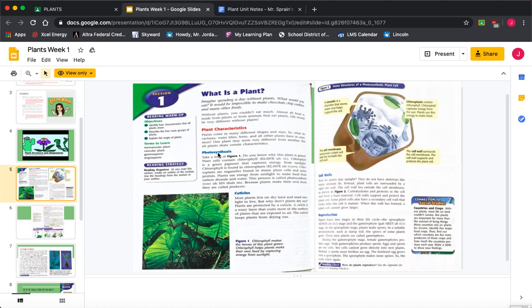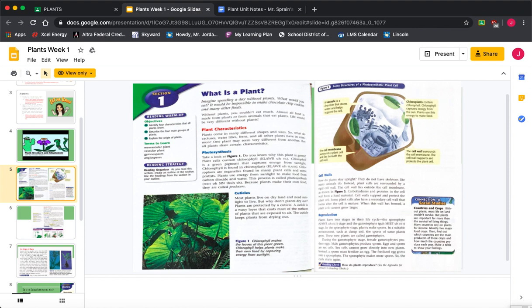First section in red here, plant characteristics. Plants come in many different shapes and sizes. So what do cactuses, water lilies, ferns, and all other plants have in common? One plant may seem very different from another, but most plants share certain characteristics. Take a look at figure 1. Now, figure 1 is going to be this picture in the bottom left corner. Do you know why this plant is green? Plant cells contain chlorophyll. Chlorophyll is a green pigment that captures energy from sunlight.